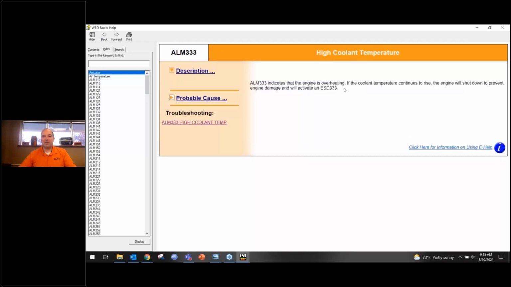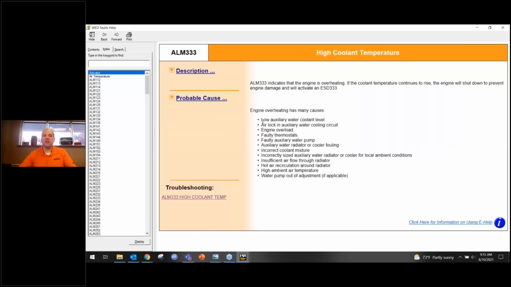It says engine's overheating, and it could potentially shut down in order to prevent engine damage. If the temperature goes so high beyond the alarm range, it would then activate the related ESD or engine shutdown code of 333. We haven't gotten there yet, so let's see what some causes are.